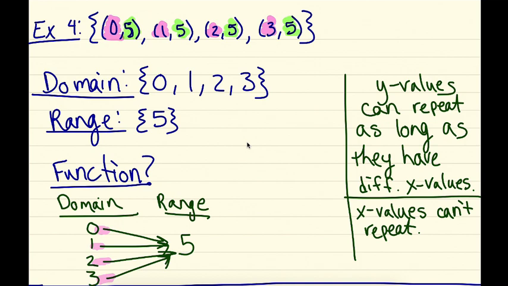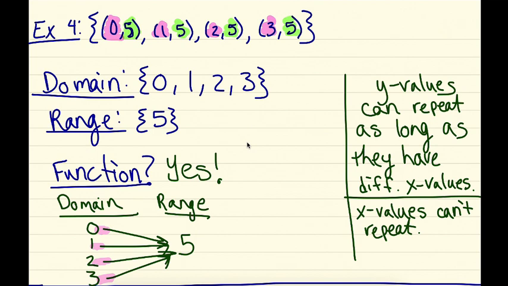But as long as only one arrow is connecting from a domain number to a range number, even if they're all the same, it is a function. So on this one, is it a function? We will say yes. Okay, all of those x values are only connected to one y value, meaning my value of 0 is not going to different values. It's only going to 5. My value of 1 is not going to multiple numbers. It's only going to a value of 5.